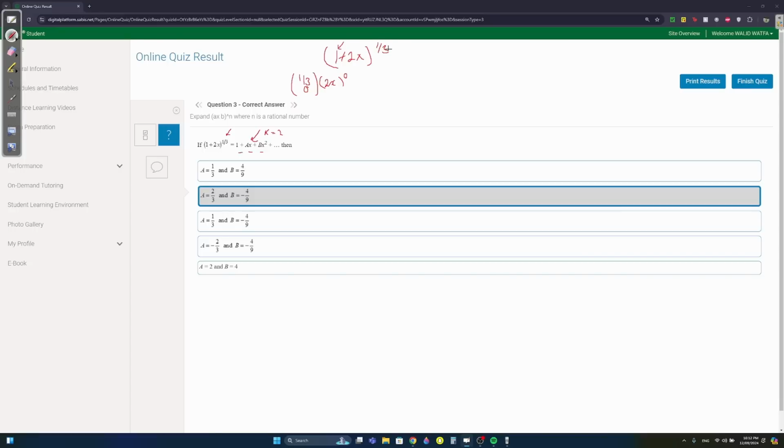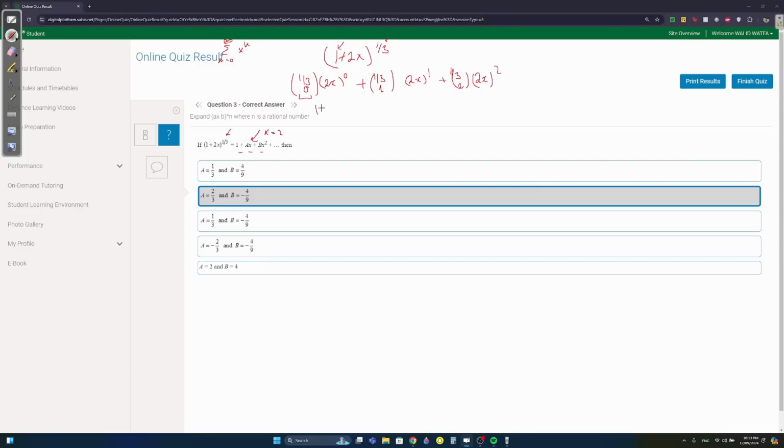Because remember, the rule for when you have a fraction or a negative number in the power is sigma of k equals 0 up until infinity x to the power of k. Anyway, plus 1 over 3 c1, 2x to the power of 1, plus 1 over 3 c2, 2x to the power of 2.